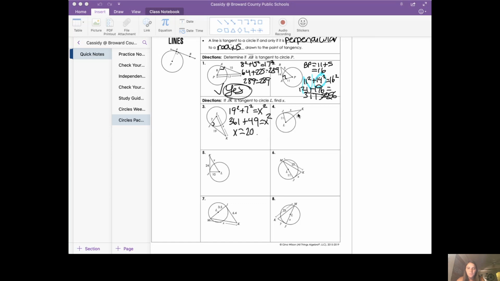All right, number 4. All we're going to do is make sure that we set it up correctly. So our 90-degree angle is the tangent line and the radius. So JK and JL have to be perpendicular, so our 90-degree angle is right there. So this time we're going to set it up. X squared plus 11 squared equals 7 squared.